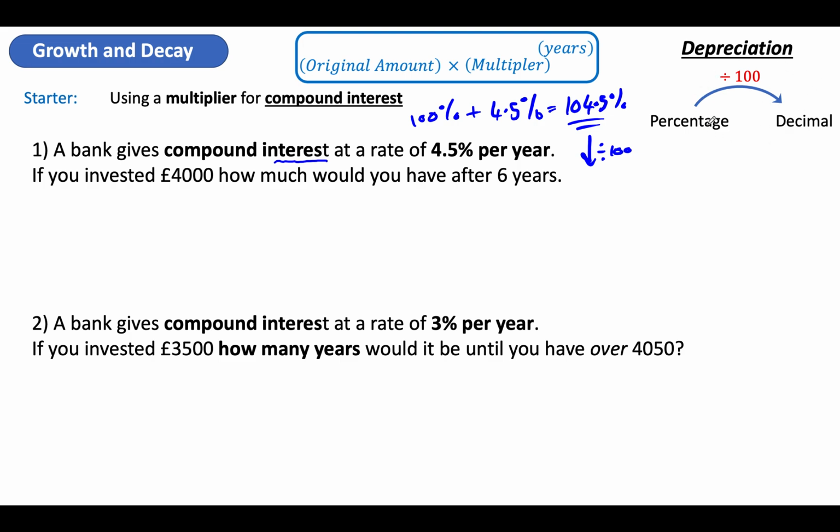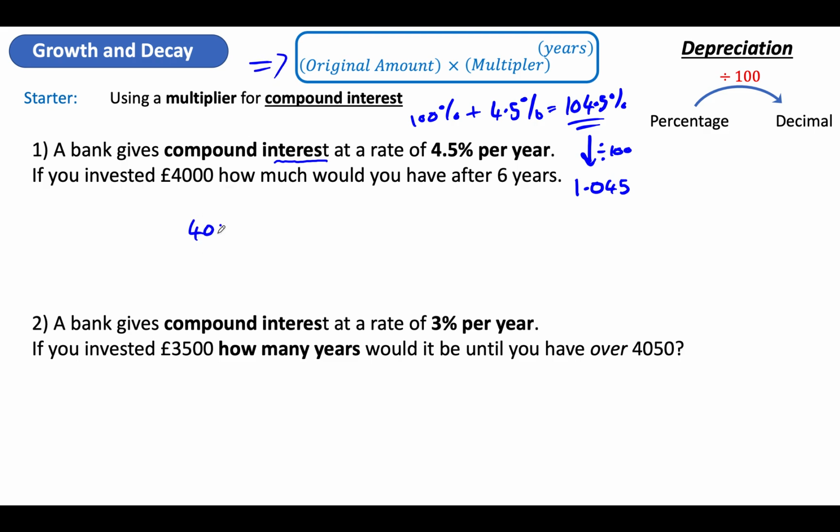Remember, if you want to go from a percentage to a decimal, divide by 100. That means it's 2 places smaller. Same digits, just 2 places smaller. So it's 1.045. That's our multiplier, so let's go back to our formula.